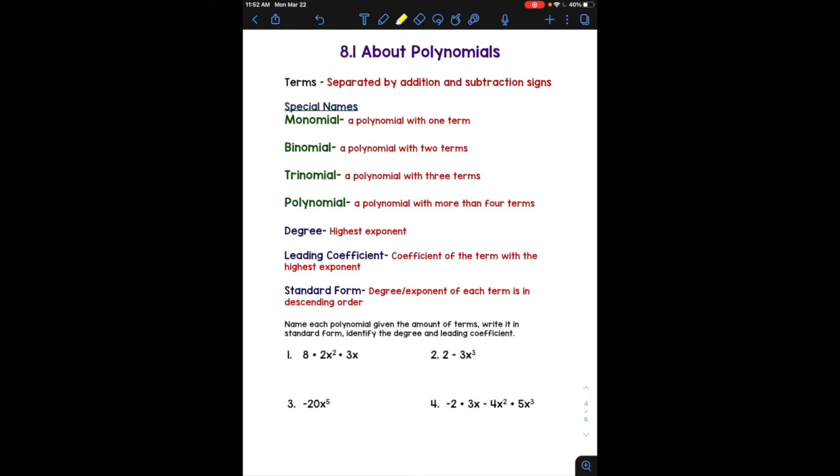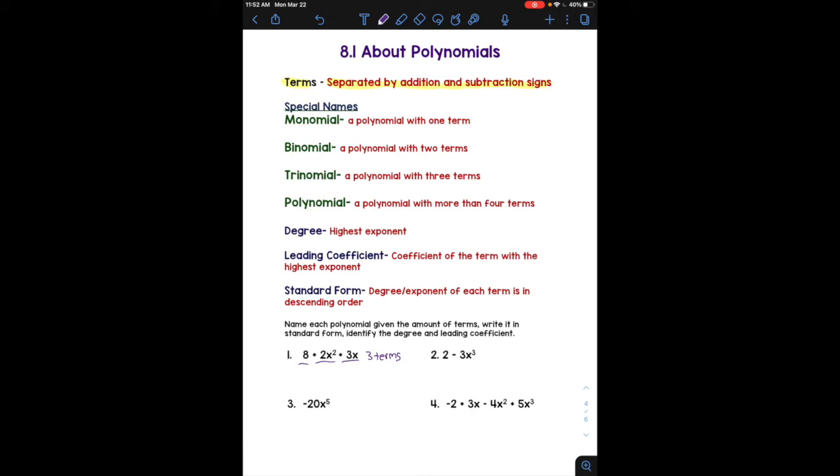Hey guys, today's lesson is on section 8.1, in which the first page is just about polynomials. We have some terms and definitions here in which we are going to answer about the bottom 4 problems. Terms are separated by addition and subtraction signs. So when we look below at problem number 1, how many terms does that polynomial have? It would have 1, 2, 3 terms.